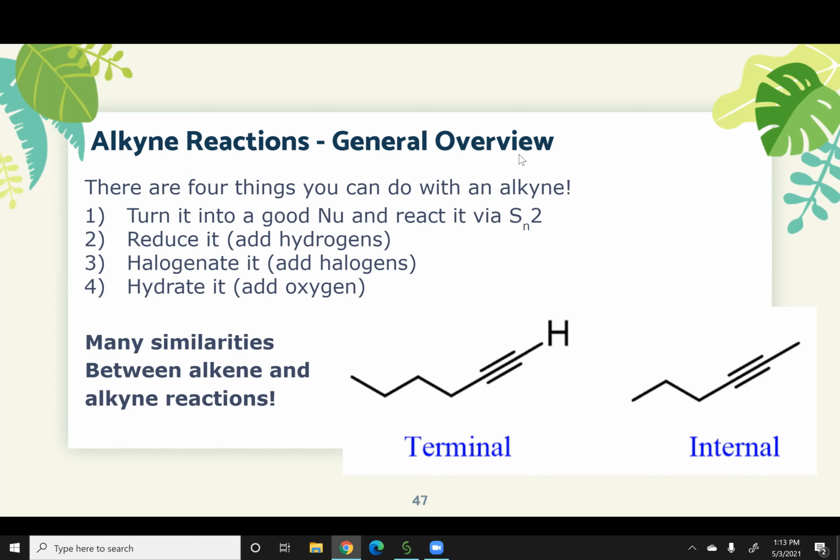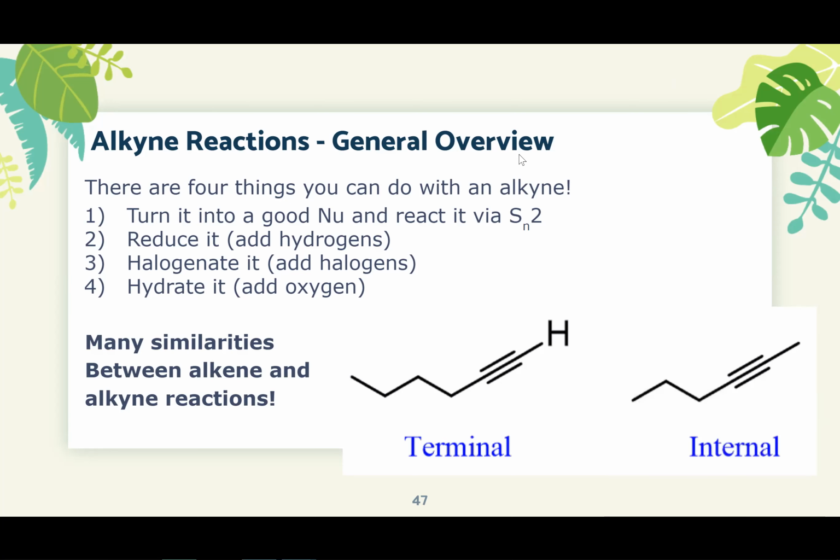Okay, so overall, there are 4 things that you can do with an alkyne. And the really great thing about alkyne reactions is that there's a lot of repetition. All of the same reactions that we saw that we could perform with an alkene, we can also perform with an alkyne. And this is great because you have to memorize half as many reactions as you would if there wasn't any sort of repetition. The only difference is you cannot turn an alkene into a good nucleophile, but you can do that with an alkyne, but this is something that we've talked about with exam 2.